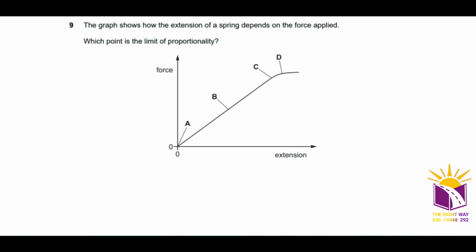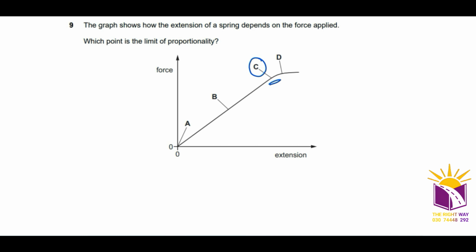Question number 9. The graph shows how the extension of a spring depends on the force applied. Which point is the limit of proportionality? We know that the limit of proportionality is the point from where permanent deformation starts, and it is represented in the graph where the curve is going to start. So C is the right option.